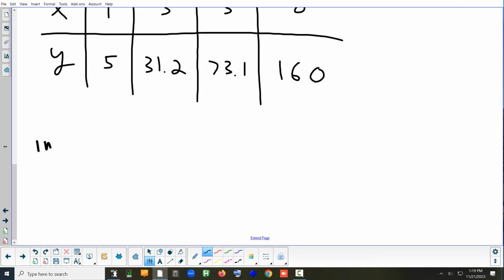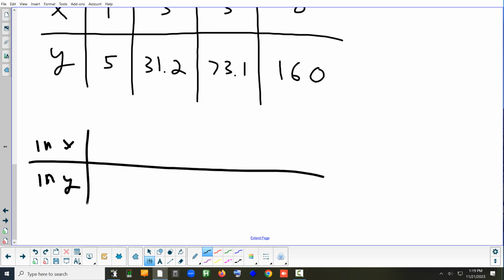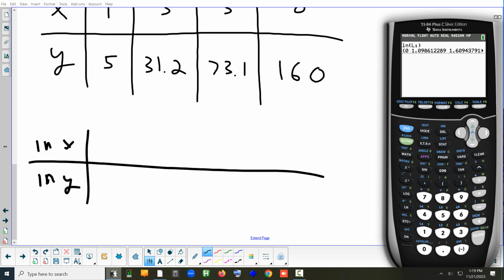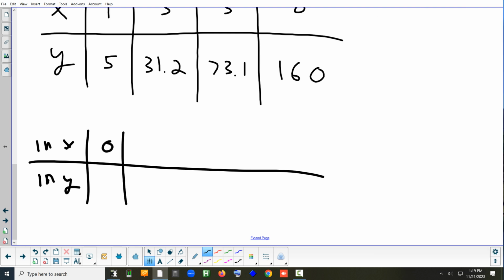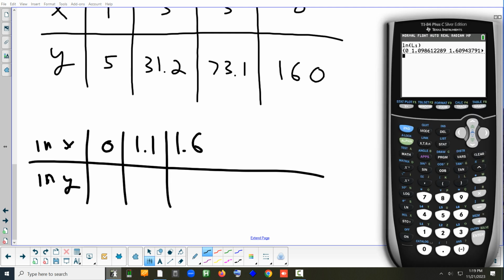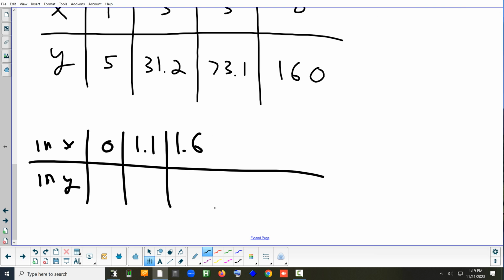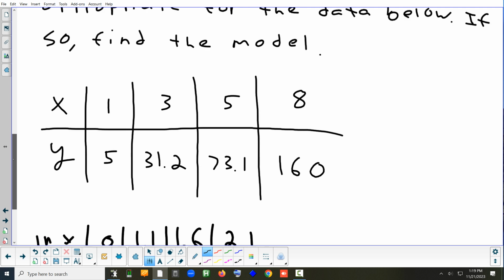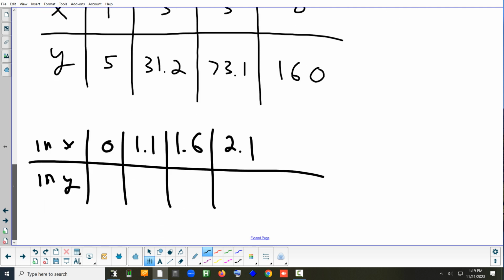Okay, so ln x, ln y. I've got 0, 1.1, 1.6. And does anybody have the last one that goes off the screen after 1.6? Yeah? 2.1? Okay. So that's ln of all the x's, and you only have to press ln once.